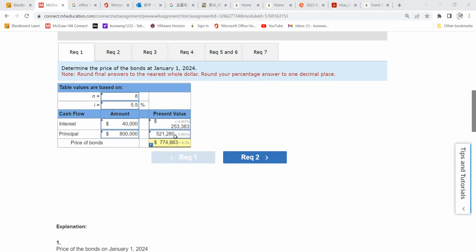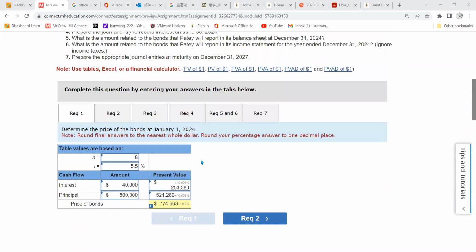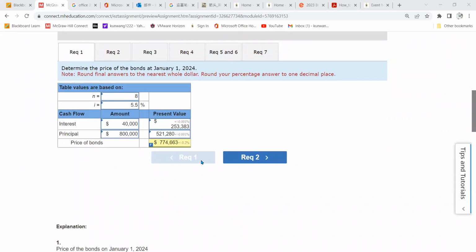Any question? So we review this for the overall bond price calculation. If you issue at a premium, so if you sell at a premium, the market rate will be lower than the stated rate. Then the price will be higher than the face value. Okay, that's premium.